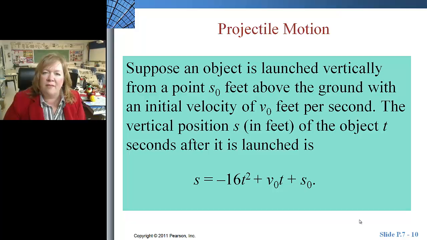Projectile motion. They love to throw this on standardized tests, and it is a very simple equation if you know what everything means and the fact that they're going to give you some of these values. Something I want to bring up, when you see this little 0, that always means your initial something or other, or the start of something. So it says, suppose an object is launched vertically from a point s sub 0, that's initial height, above the ground, with initial velocity of v sub 0 in feet per second.